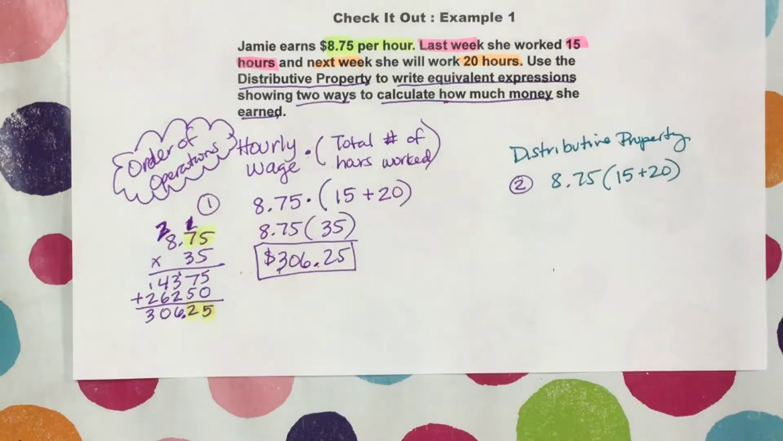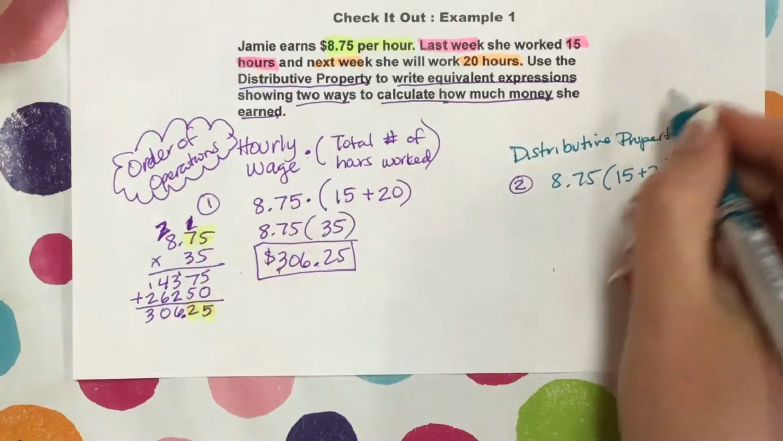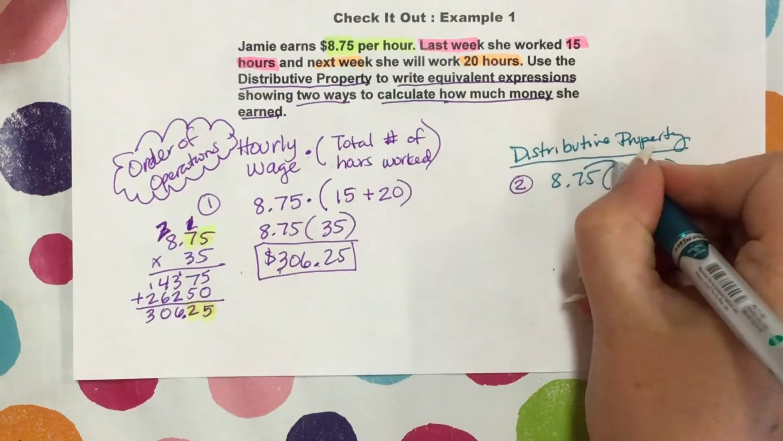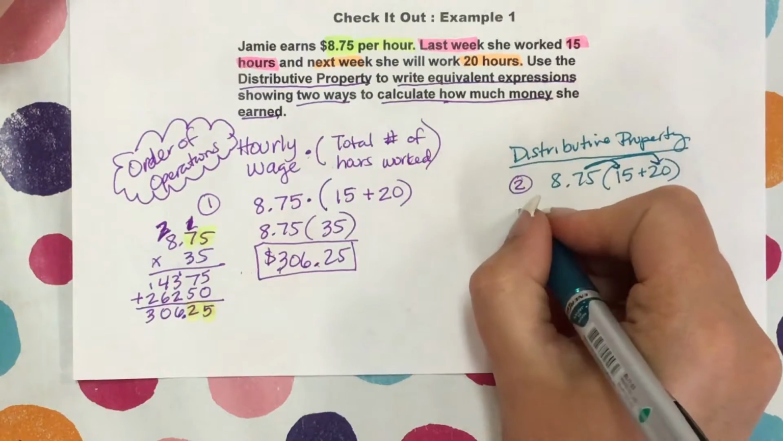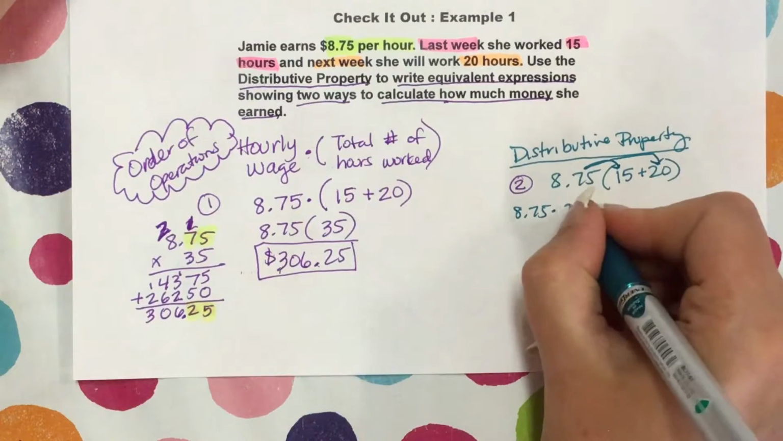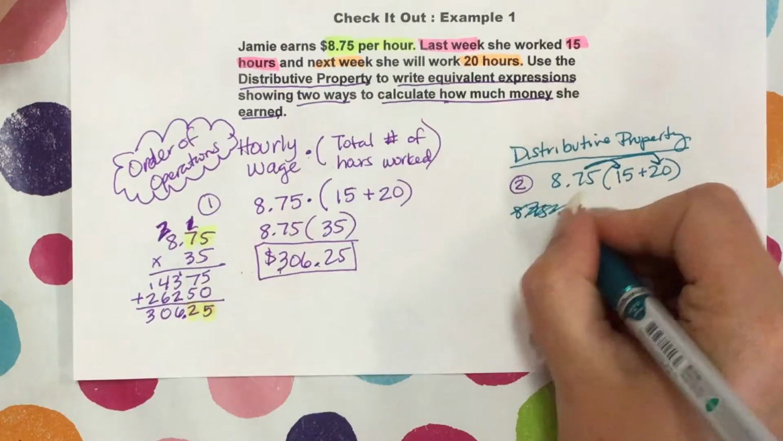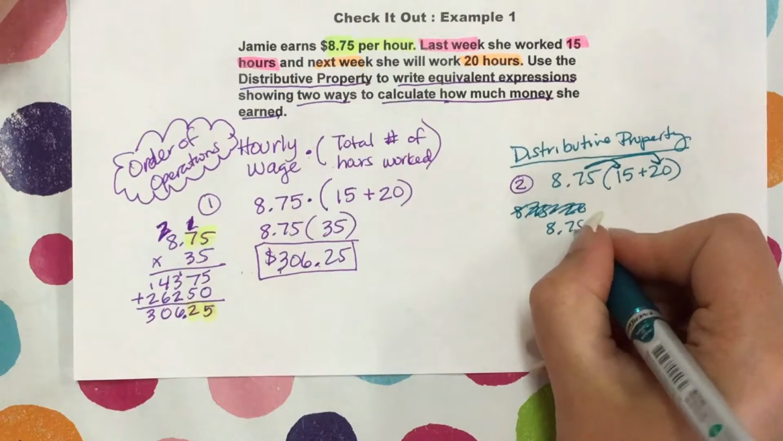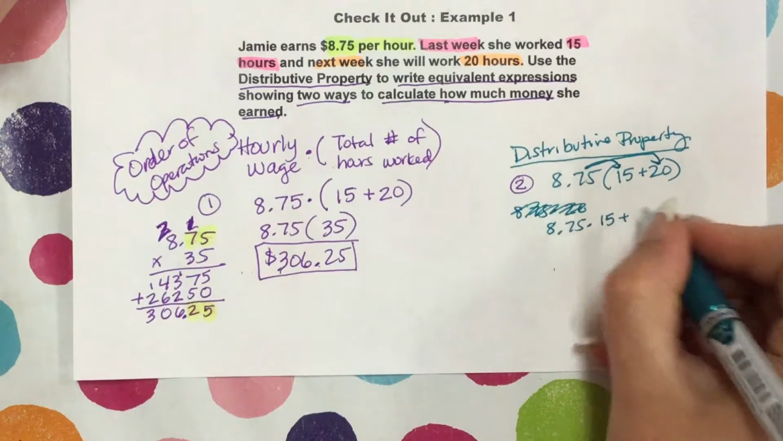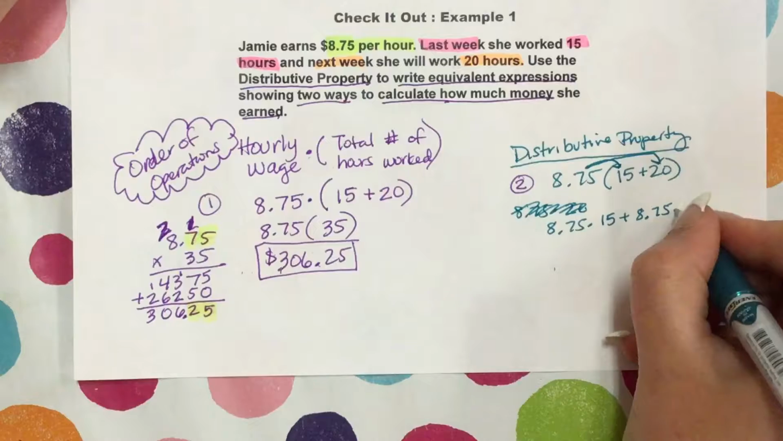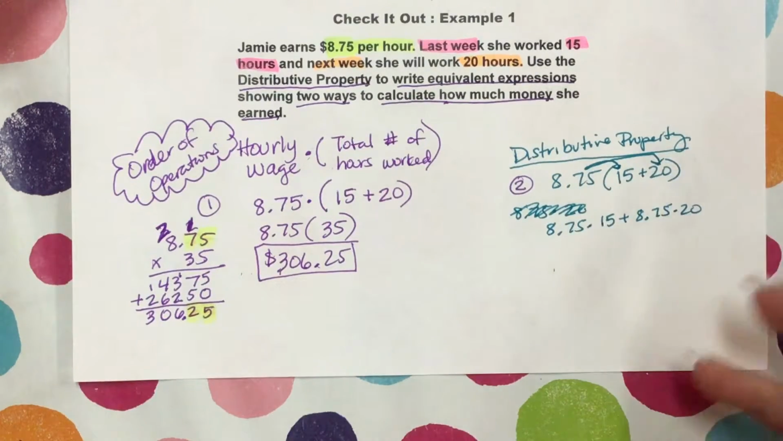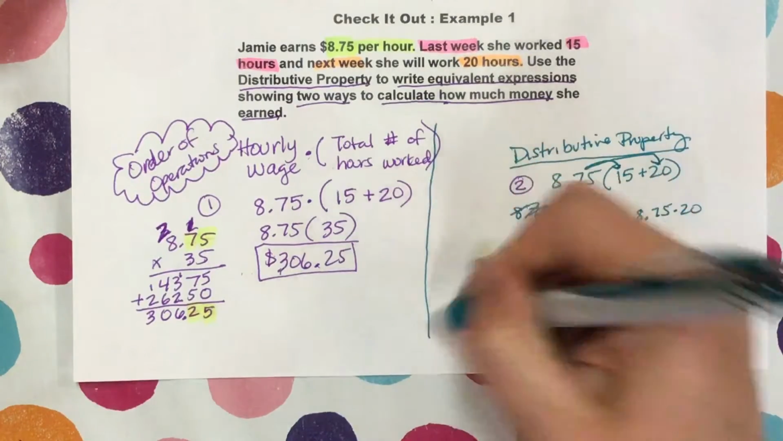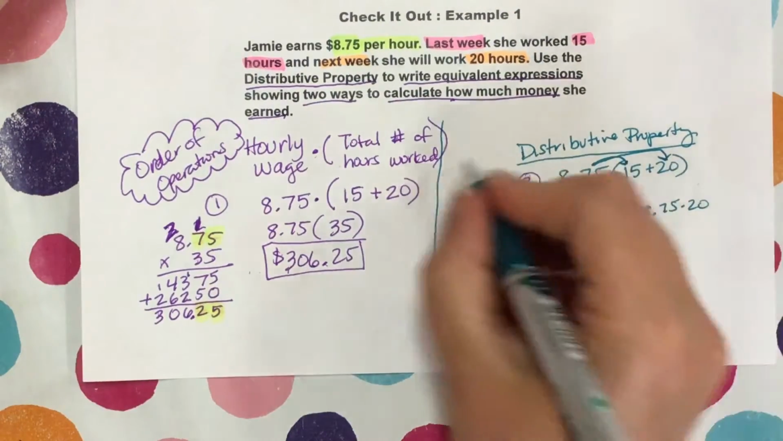Perfect. Now let's go ahead and use the distributive property. So that means I'm going to multiply 875 times 15 and then multiply 875 times 20. So I have 875 times 15 plus 875 times 20. So order of operations says I need to do this multiplication first. I'm just going to come over here and do it over here on this side.